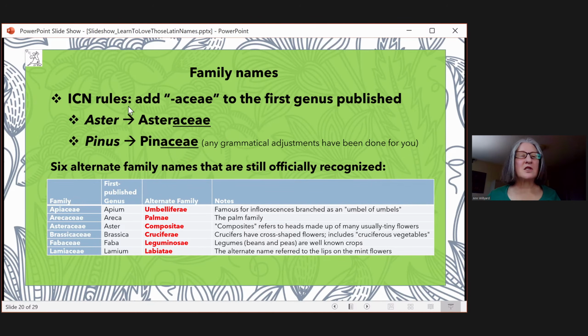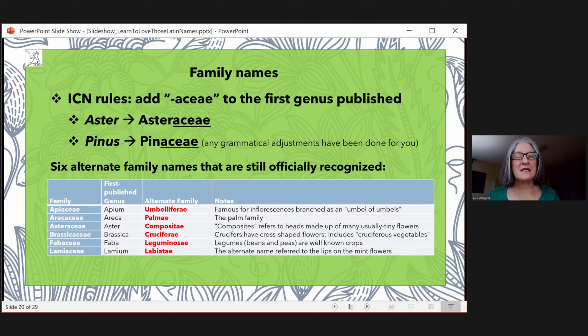So family names. According to ICN rules, you add this really long suffix to the first genus that was published. So Aster, you just add -aceae, and you say Asteraceae. For Pinus, it's Pinaceae, and you had to drop the -us, but that's okay. Someone else has done that for you. But you just want to be able to recognize Pinaceae as the family for which Pinus was the first genus published.